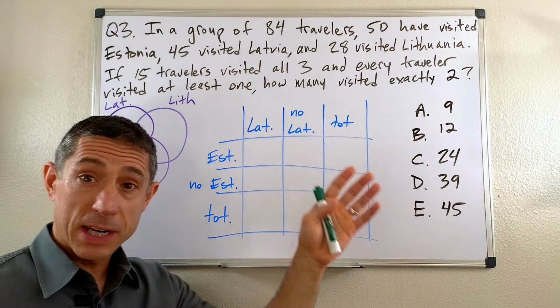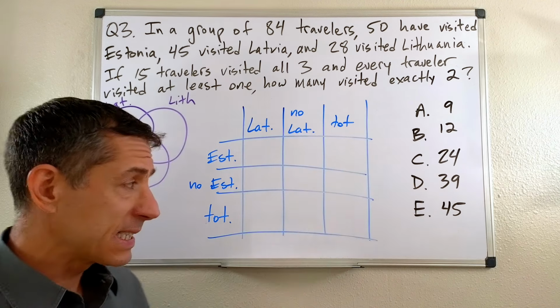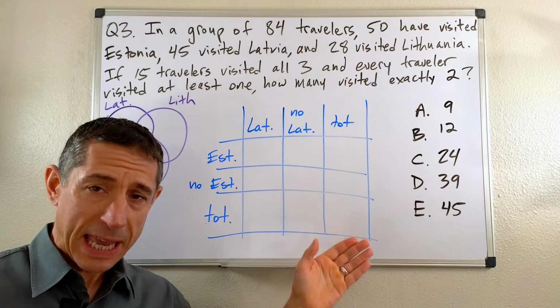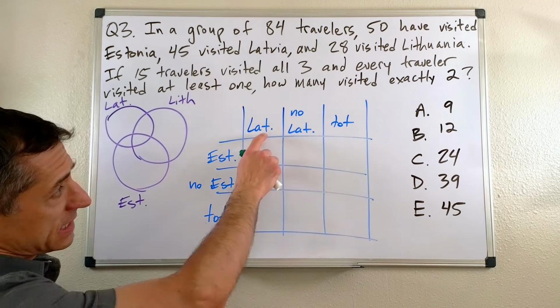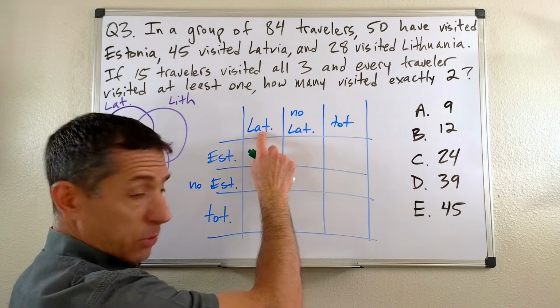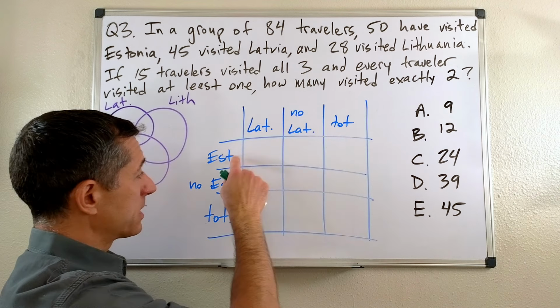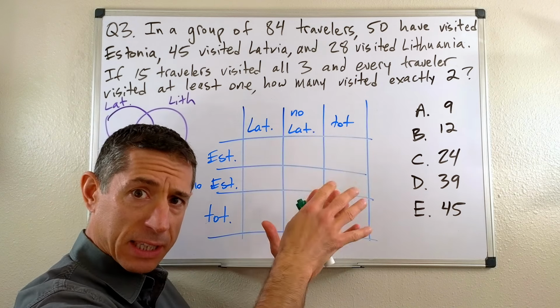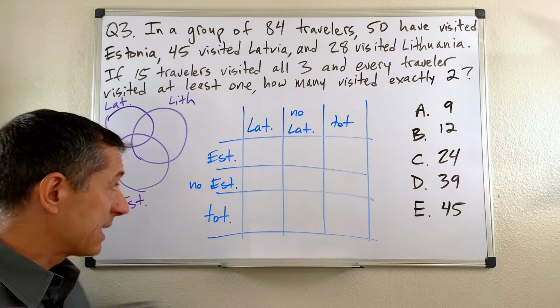We've got people visiting 3 different places. Now we're in the land of 3-way overlapping sets. This chart thing, guess what, guys, doesn't work here. You can't shoehorn it in here. So we could say, okay, we've got people who went to Latvia, people who didn't, and the total, and Estonia, not Estonia, and the total. But where we put Lithuania, it's got to kind of come out 3-dimensionally. This isn't going to work. That's going to be a mess.